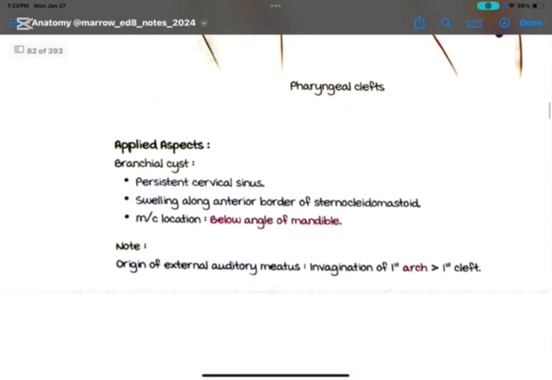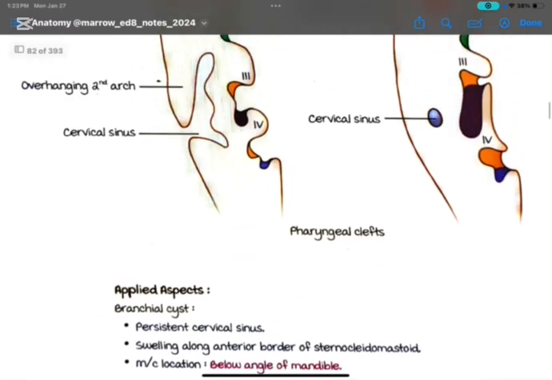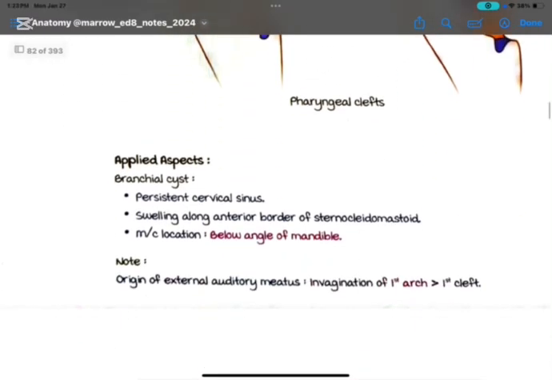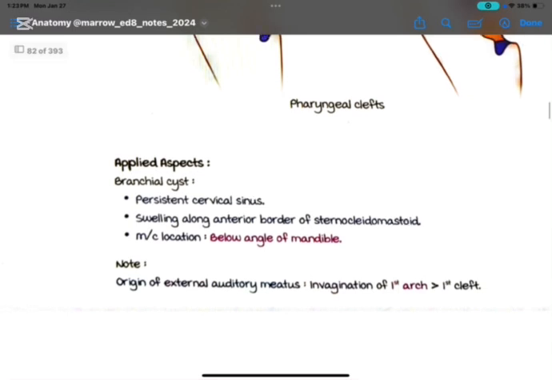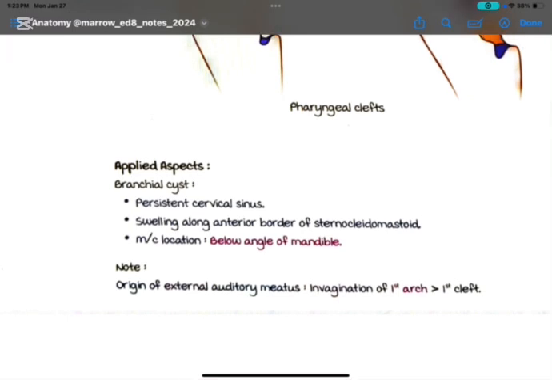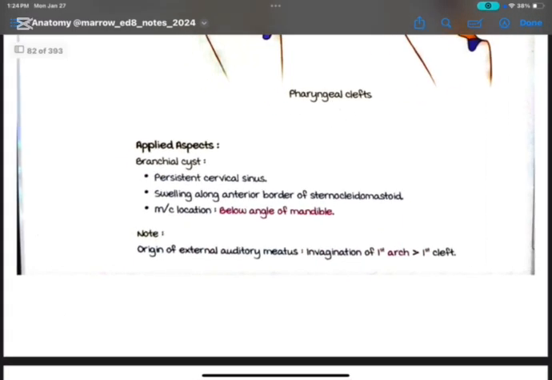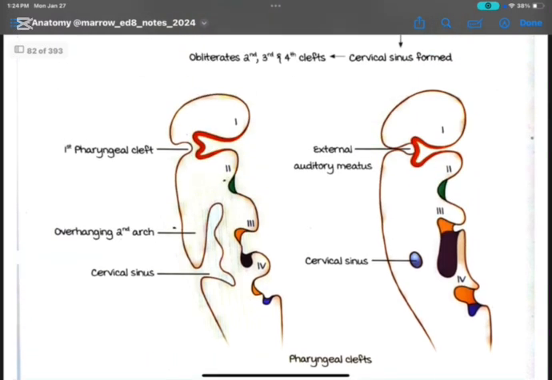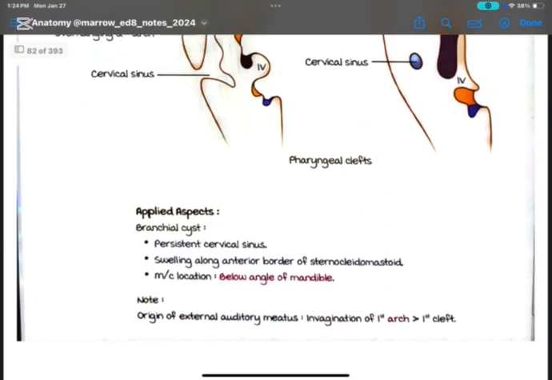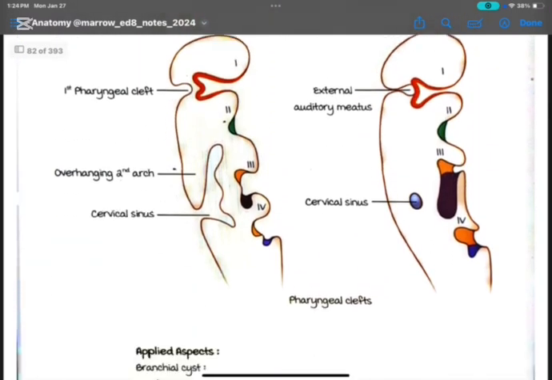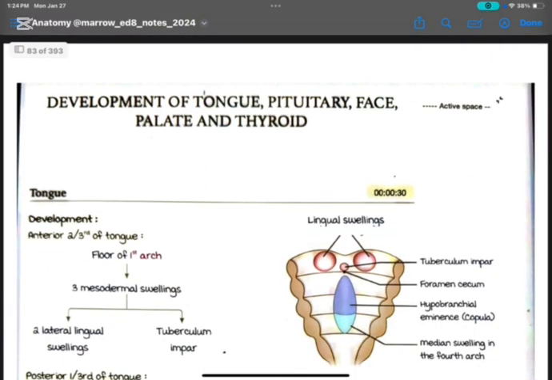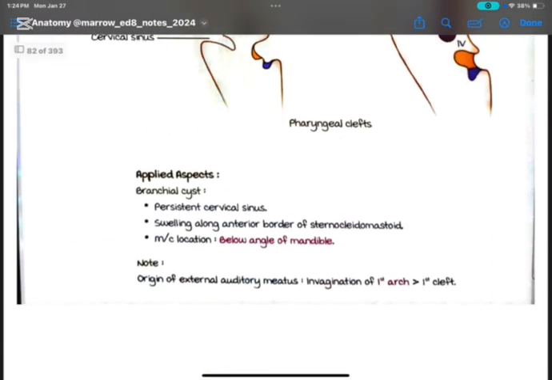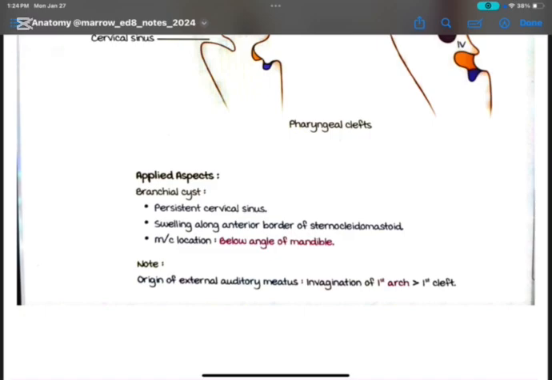Applied aspect: branchial cyst, persistent cervical sinus, swelling along anterior border of sternocleidomastoid. Most common location is below angle of mandible. Origin of external auditory meatus, invagination of first arch more than first cleft. Okay, let's try to solve MCQs now.